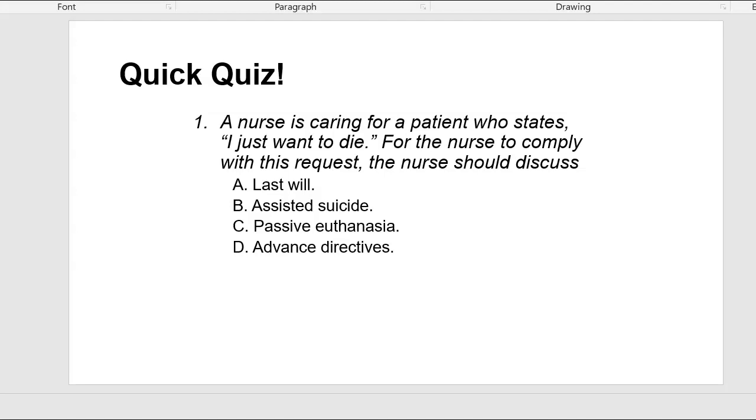If we are dealing with issues of organ donation, it is required to have a signed consent before donating a patient's organs or any tissues. In some states, you can use that check on your driver's license, but in most states, you need to have a family member sign at the time of death.